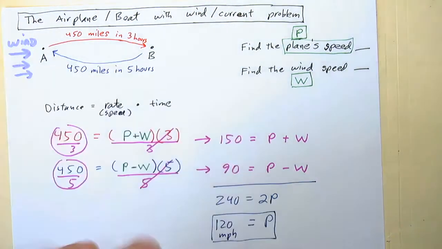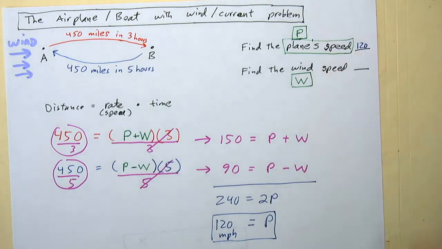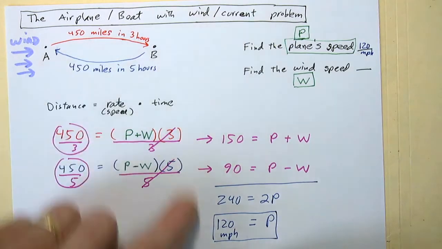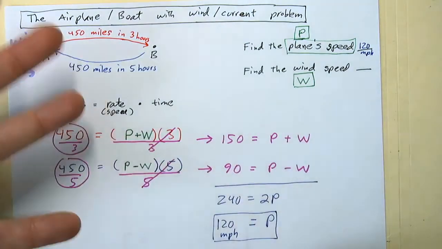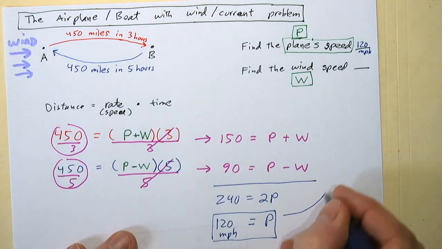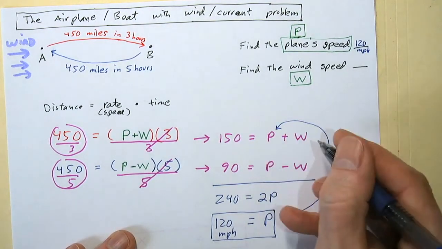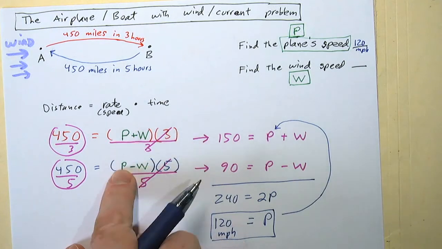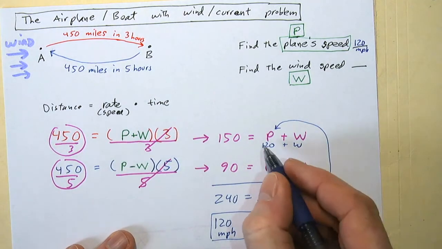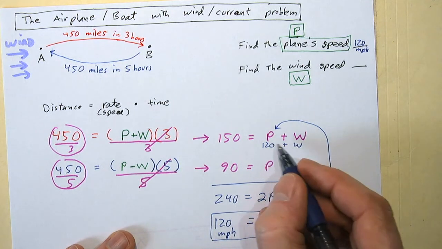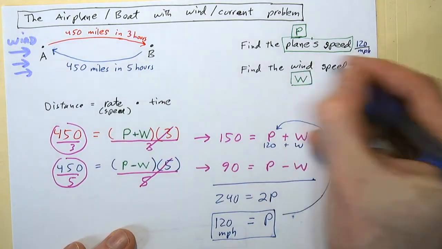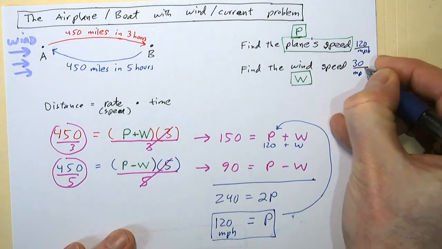Oh wait, what's the wind? So we answered the plane, 120 miles per hour. Let's plug it in. Where do you want to plug it in? Anywhere you want. See why I don't cross it out here. Why don't I just go up here and plug it in right there? That's a good spot. You can plug it in here or here or here. 120 plus W equals 150, so W is 30. 30 is the wind. So the wind is 30 miles per hour.